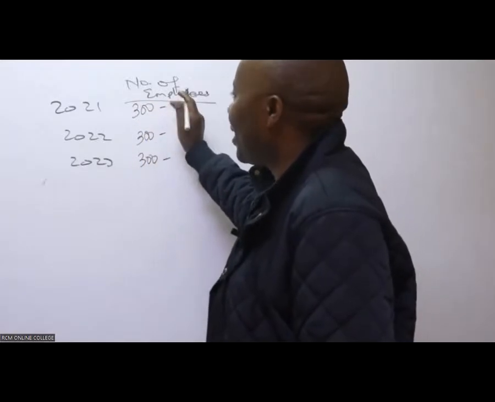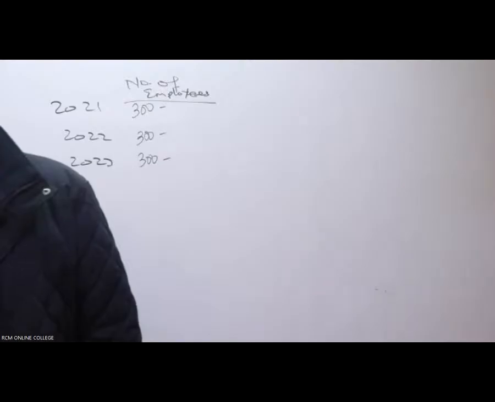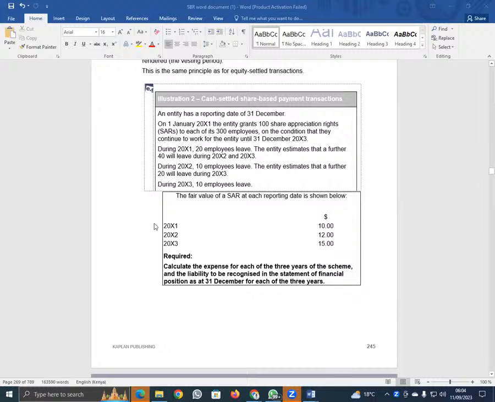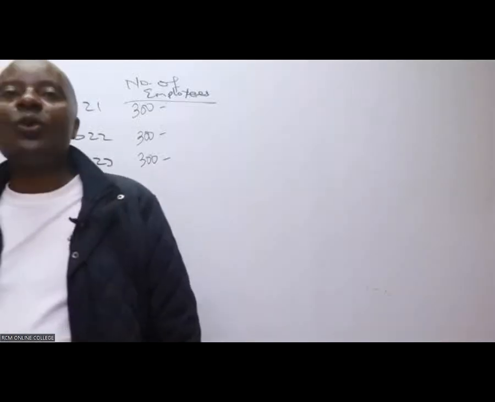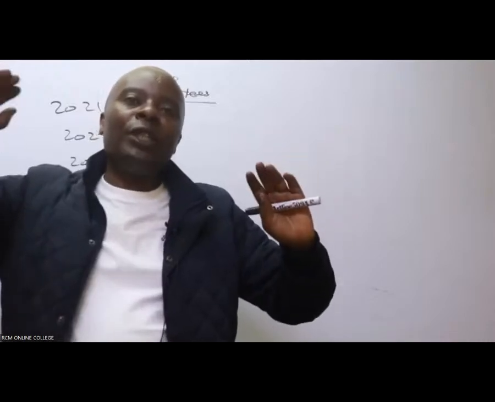And then minus, minus, minus. So then we go and read slowly. You must read slowly. What have they told us, ladies and gentlemen, about 2021? They're telling us in 2021, 20 employees leave. And then the entity estimates that a further 40 will leave in 2022 and 2023. Remember, ladies and gentlemen, your work as an actuary here is to estimate overall over the vesting period how many guys will be leaving over the 3-year period.